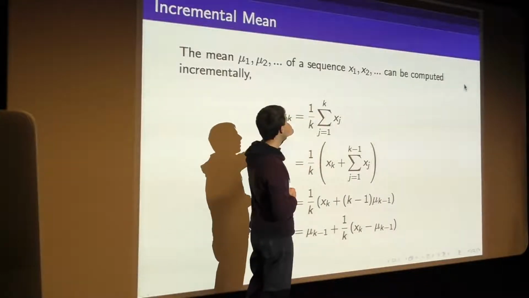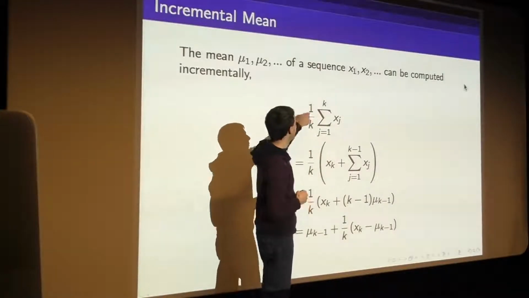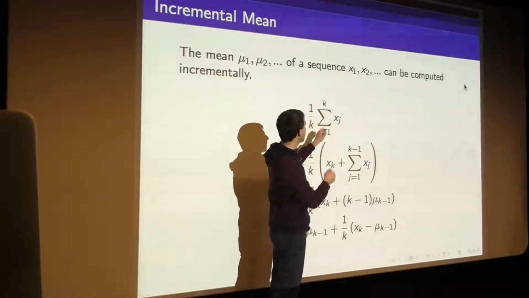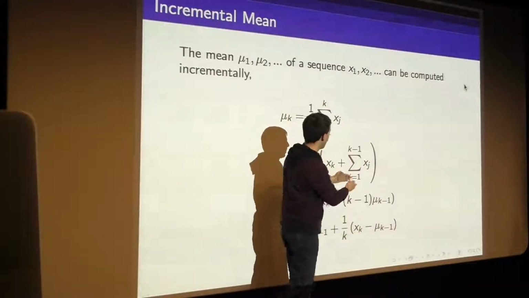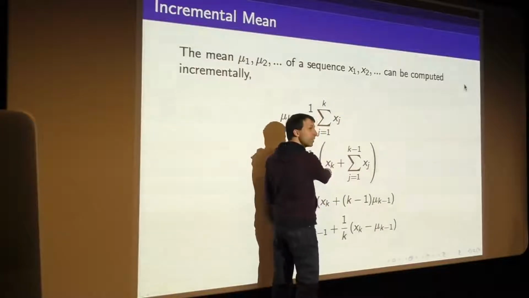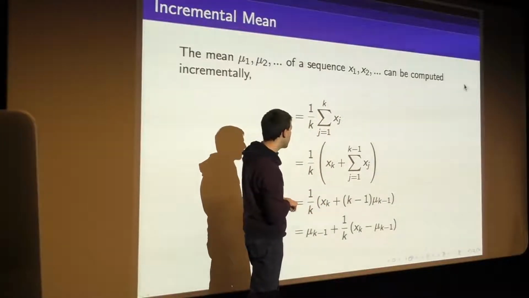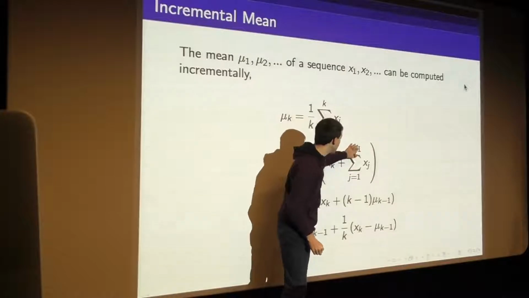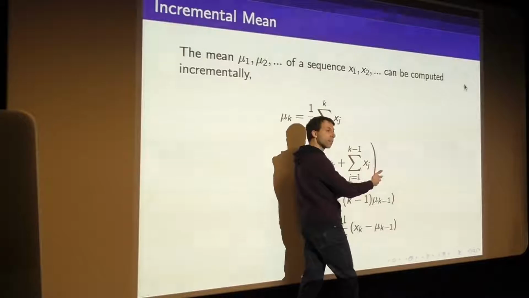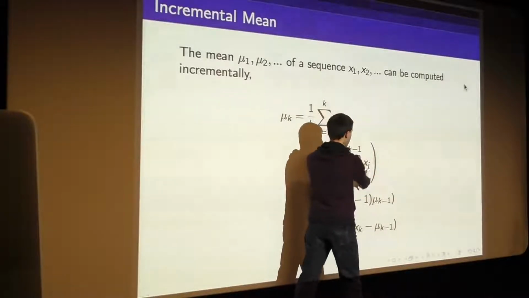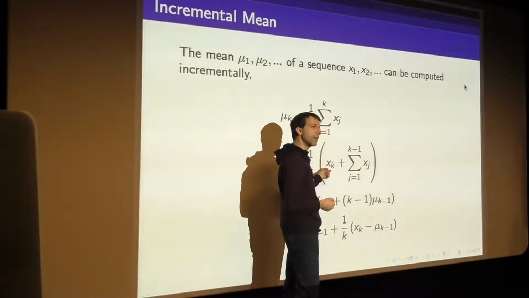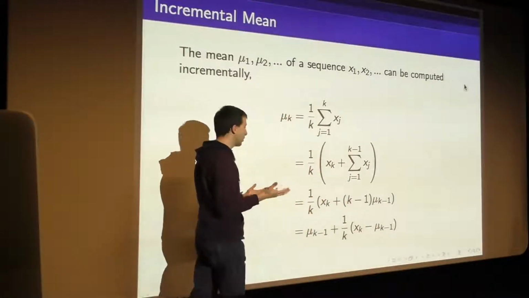Very briefly, if the mean of k elements is just 1 over k of the sum of those elements, what we can do is split this sum into a sum up to k minus 1, so the previous k minus 1 elements, plus the kth element. Then we can observe that this sum here is k minus 1 times the mean up to k minus 1. So you can take your previous mean, multiply it by k minus 1, add on your new element, and divide by k again. That gives you your new mean.